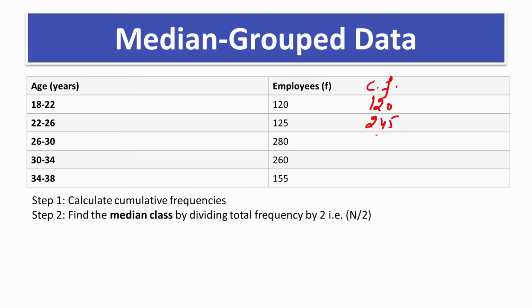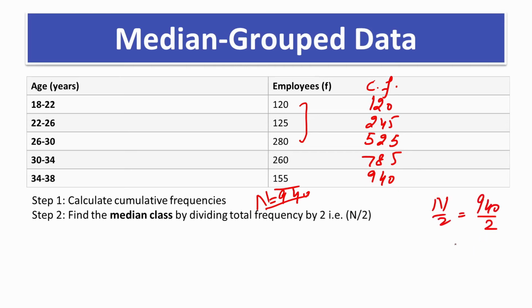These are the cumulative frequencies. Then you'll add up these and you'll get 525, 785 and 940. So the total is 940, that is, this is the value of n. You just need to calculate the cumulative frequencies first of all, and then find the median class by dividing the total frequency by 2. So n divided by 2 here is 940 by 2, that is the 470th observation.